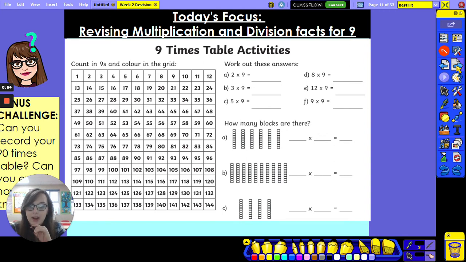Okay. Right, let's look through the answers together. I hope you've had enough time to have a go by yourself. So starting off with counting in 9s to colour in the grid. So we can see the first number is 9, and if I keep counting on, the next number I'll get to is 18, then I'll get to 27, then I'll get to 36, then it's 45, then 54, then I'll get to 63, then 72.